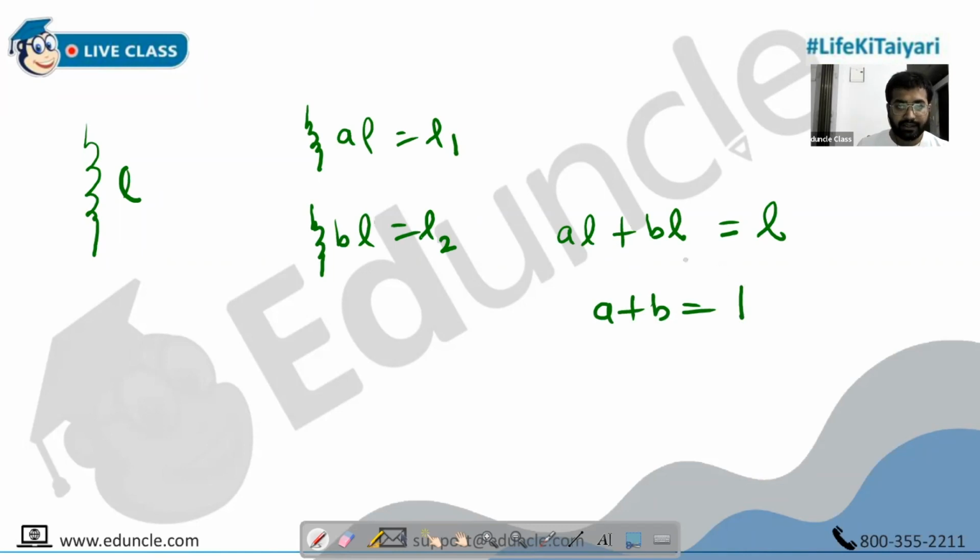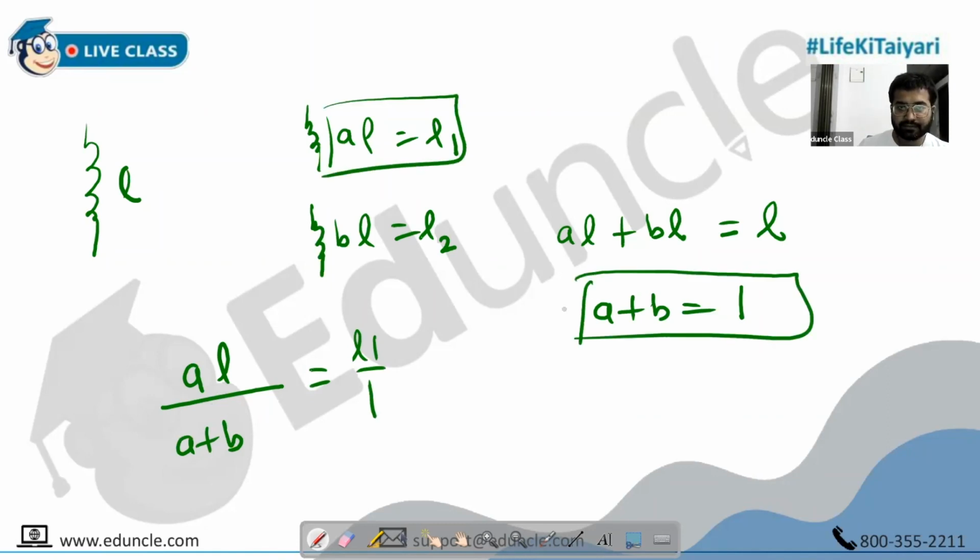And what we can do here is take the ratio. So AL upon A plus B is L1 upon 1. I'm just taking the ratio. Is this fine? AL upon A plus B is L1 upon 1. Yes, sir. So that's how you find the formula. So L1 is AL upon A plus B. Similarly, what will be L2?